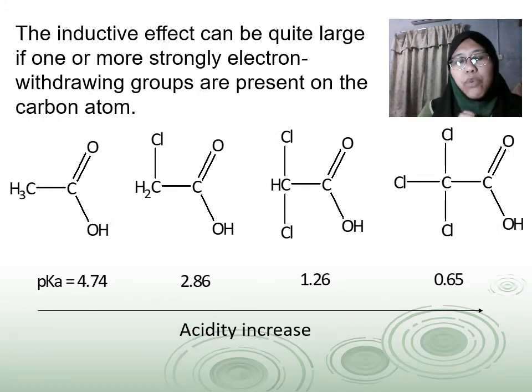Now, what happens if we have one or more EWG groups attached to our carboxylic acid? As we have shown in this example, the first compound on the left doesn't have any chlorine atom, so the pKa is the highest, 4.74. The second one here has only one chlorine. The pKa decreases significantly. The third compound has two chlorines. Again, the acidity increases. And finally, when you have three chlorines attached to the second carbon of this ethanoic acid, the pKa now is 0.65. That is how much an EWG will affect the stability of the carboxylate ion.